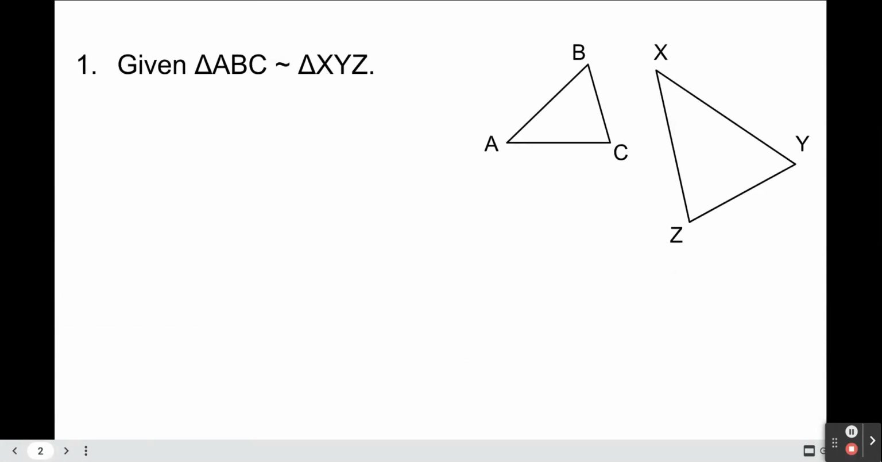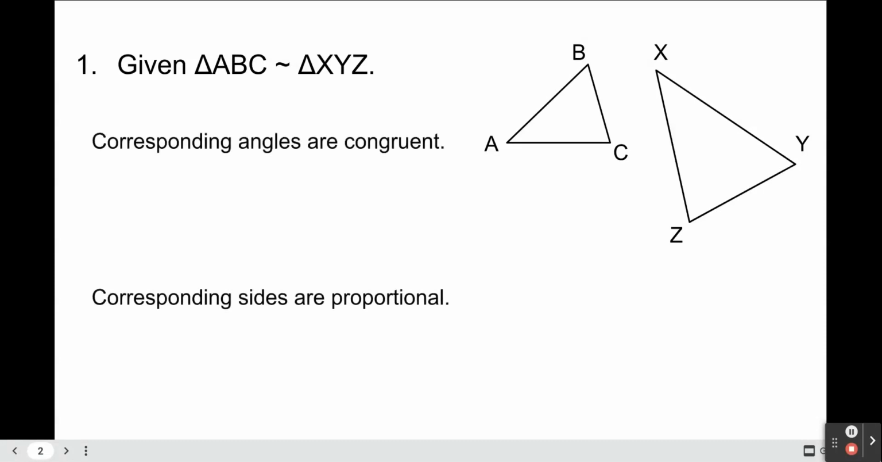In this first example, we are given that triangle ABC is similar to XYZ. We are going to list all of the corresponding angles that are congruent and the corresponding sides that are proportional. Use the similarity statement to help you know the corresponding angles and sides. ABC, so that 1, 2, 3, corresponds to XYZ, so 1, 2, 3. Label them in this way if you need.